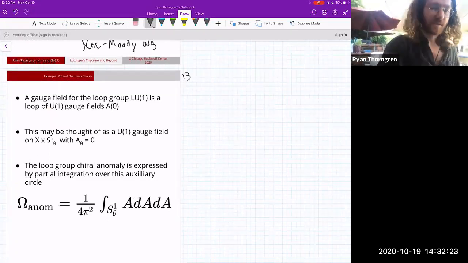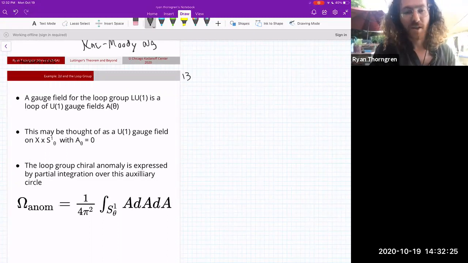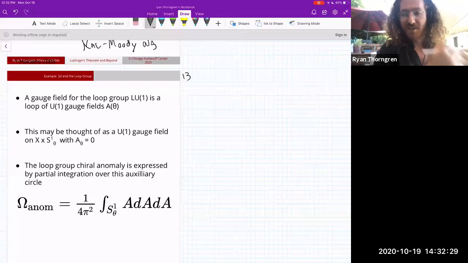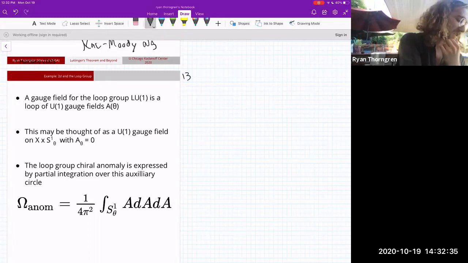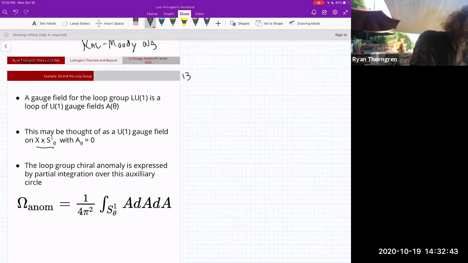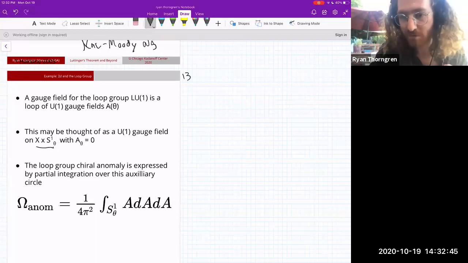is, first I have to tell you what a gauge field for the loop group is, and you can think of it as a loop of U1 gauge fields, or equivalently, an LU1 gauge field on X defines a U1 gauge field on X times S1, where the coordinate around the S1 is not really important for us. You can just set it to 0.